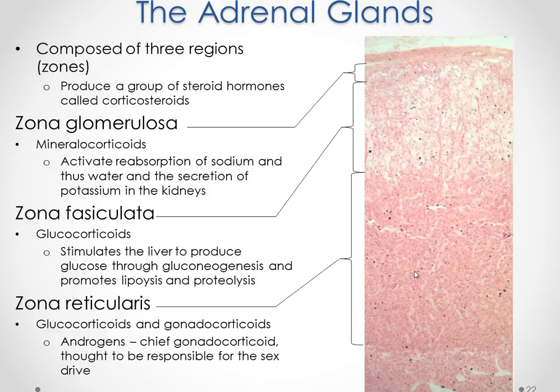The main gonadocorticoid hormone that I want you to know is a hormone called androgens. Androgens are thought to be responsible for the sex drive. Androgens are a male hormone that is sort of the precursor to testosterone, but in women, androgens can also be converted into estrogen. So it can do a couple of different things.